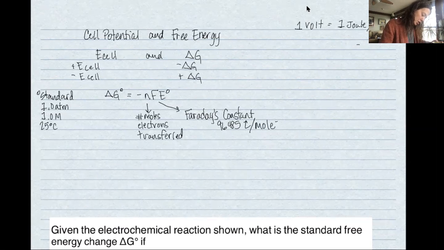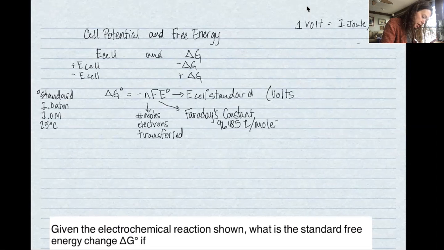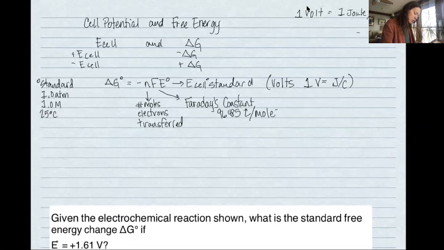Coulombs per mole of electrons. E here is our E cell, E cell standard. Okay, so it's real simple. And this is in volts, right? I have it written up here that 1 volt is equal to a joule per coulomb. So you'll see how the units work.